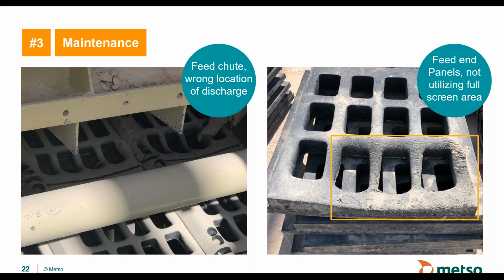Another aspect is that you lose screen area because there are 2 rows of openings on every panel across the width that you are not using. And it takes longer time for the material to spread across the screen deck and so forth. You are reducing the capacity of your screen by this feed location that you see here.